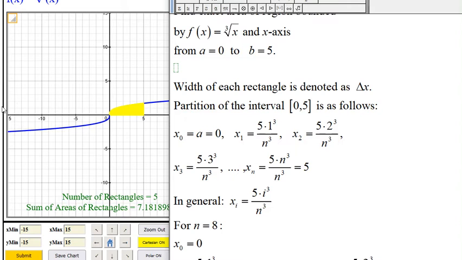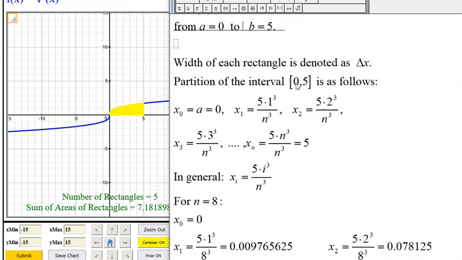So we want to get the Riemann sum, and we'll partition the interval from 0 to 5 as follows. x of 0 will be 0, x of 1 will be 5 times 1 to the third divided by n to the third, x of 2 will be 5 times 2 to the third divided by n to the third, x of 3 will be 5 times 3 to the third divided by n to the third. And so x of n will be 5 times n to the third divided by n to the third, which is 5. So x of 0 is 0, x of n is 5. Therefore, in general, x of i will be 5 times i to the third divided by n to the third.